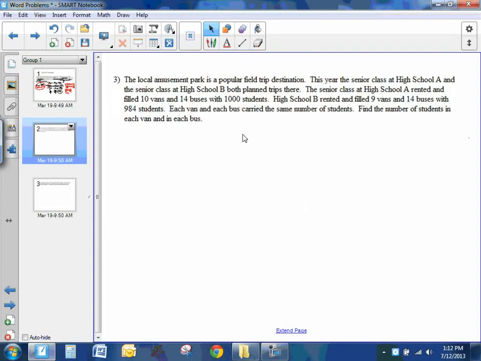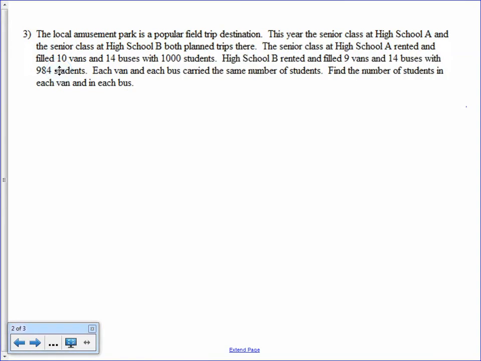Here we have another word problem. This one deals with buses and vans. The local amusement park is a popular field trip destination. This year the senior class at high school A and senior class at high school B both planned trips there.